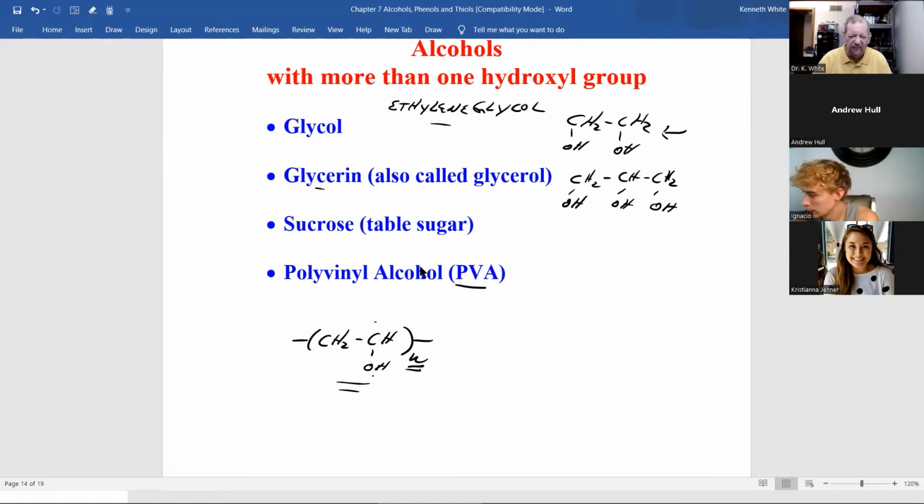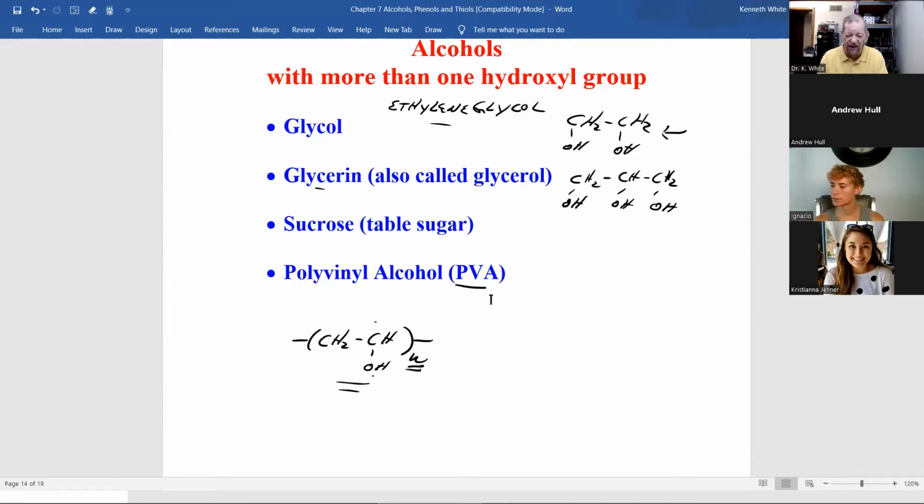Now, all of you probably have polyvinyl alcohol in your house. You say, no, I don't. Yes, you do. Well, how do I know that? Well, if you mix polyvinyl alcohol and water together, you have this white gooey stuff you call Elmer's glue or white glue. And that's polyvinyl alcohol and water.